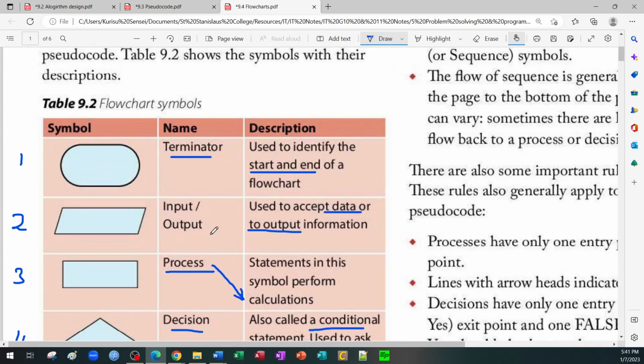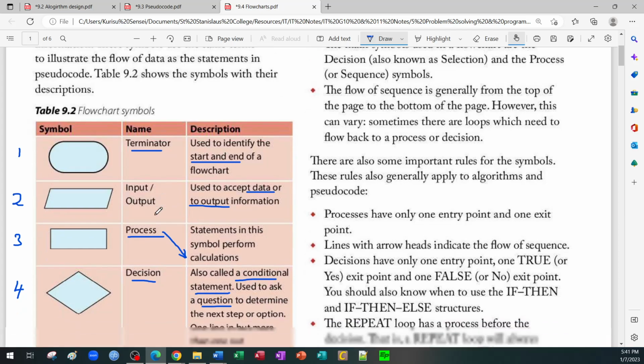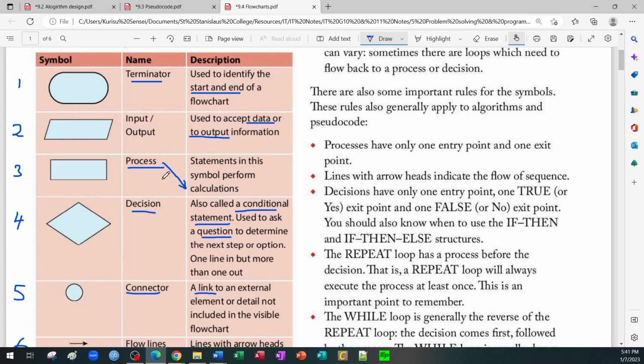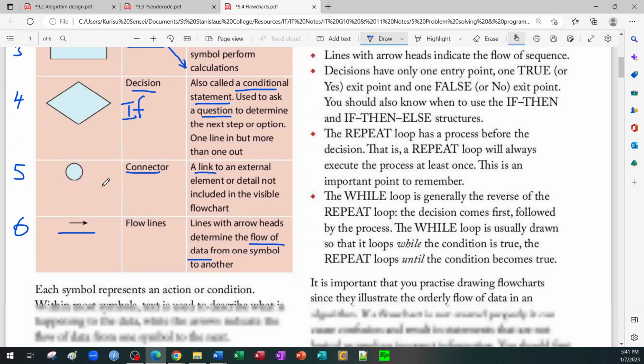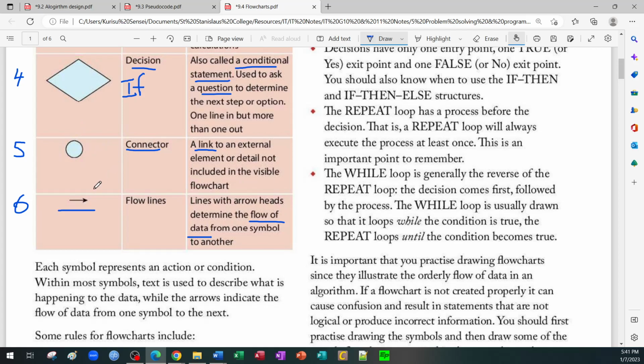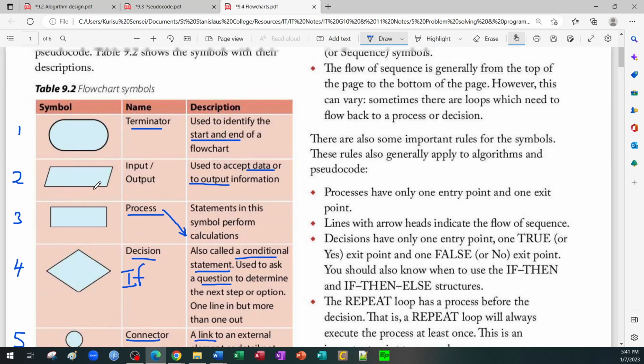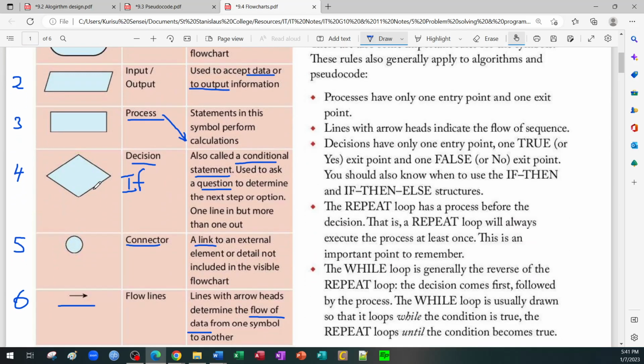So these are our 6 symbols that you need to remember, what each one does. The terminator, once again, indicates start or stop. Parallelogram is for input and output. Rectangle is a process, which is basically calculation. Diamond is for decision, which is your if statements. The circle is for the connector, and the arrow is for your flow lines. Any questions so far?